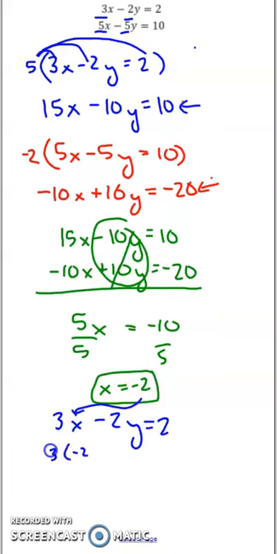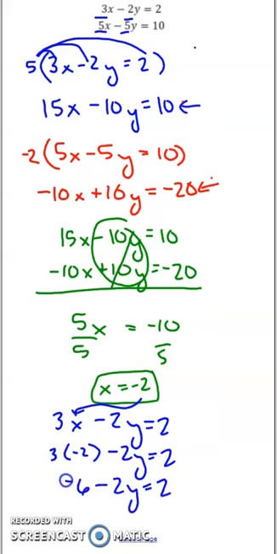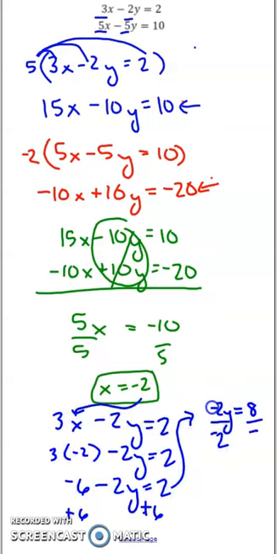So 3 times -2 minus 2y equals 2. -6 minus 2y equals 2. Zero this out. Okay, I'm going to just swing up here. Okay, so I'm going to have -2y equals 8. Divide by -2, y equals -4. Okay, so my solution should be -2, -4. That's what I'm proposing, but we gotta check.